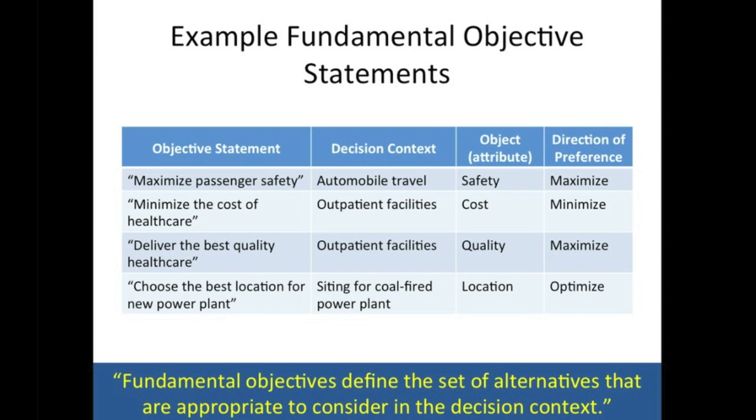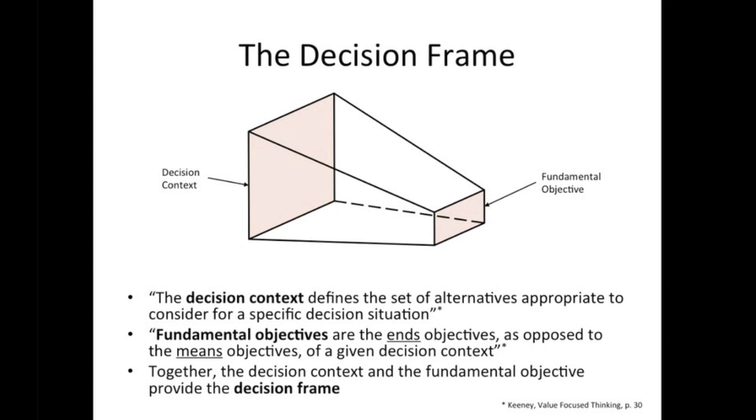Our bumper sticker tells us that our set of alternatives is intimately linked to our objectives. So let's take a look at how we would start to visualize this. Keeney developed the concept of the decision frame to visualize the relationship of the decision context to the fundamental objective. The key thing to remember here is that the decision context space contains all the alternatives appropriate for our decision. This space then maps to the fundamental objective, or the ends objective, as opposed to the means objectives. And together, these two spaces define what we will call a decision frame.